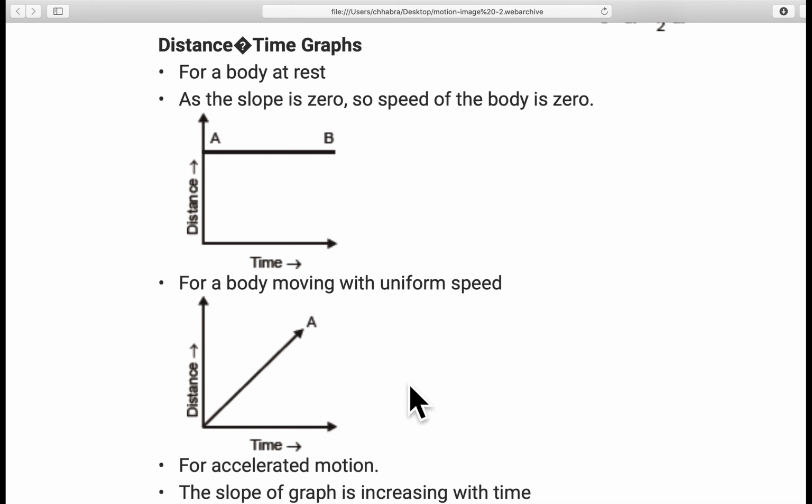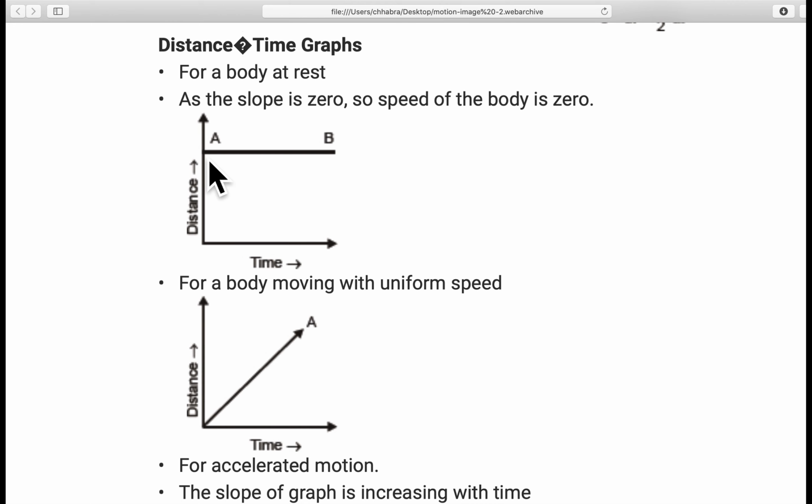Let us discuss graphs. First is distance time graphs. A graph is always taken between two variable quantities. When two variable quantities are given and we plot the graph, if we take time on x-axis and distance on y-axis, then the graph will represent motion. Now here just see this graph. On x-axis it is time and on y-axis it is distance.